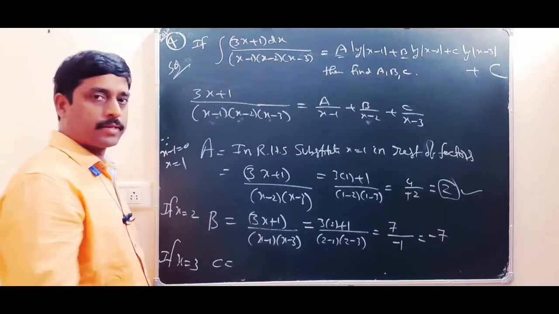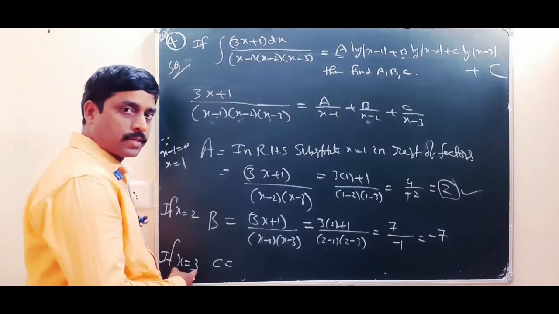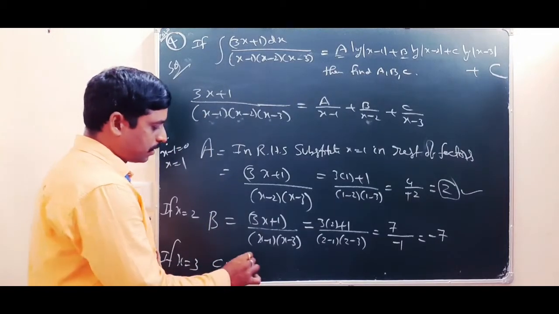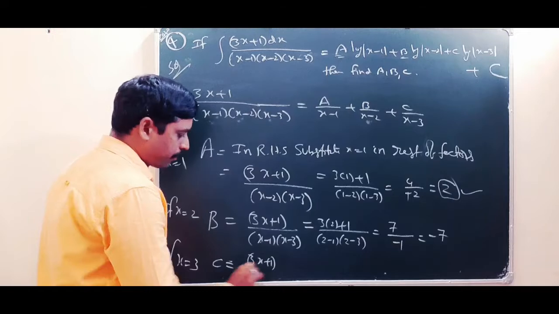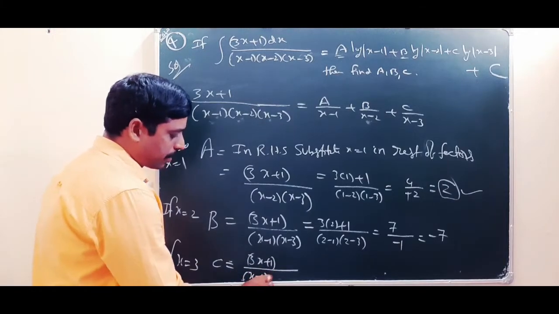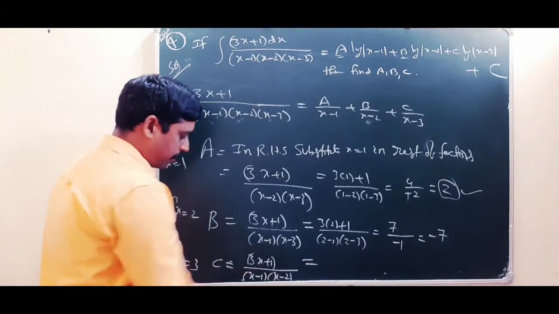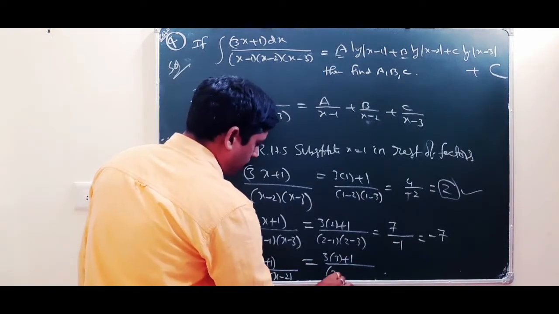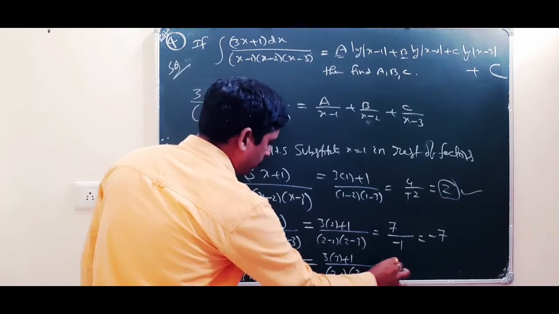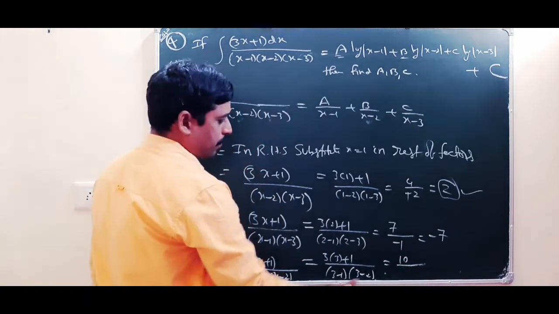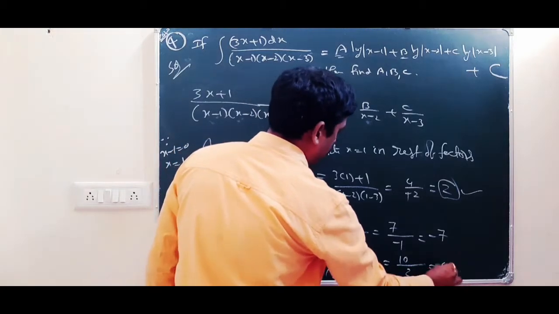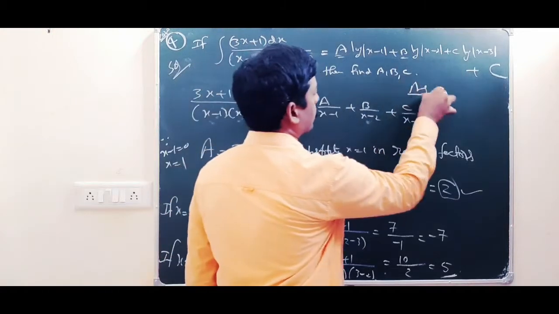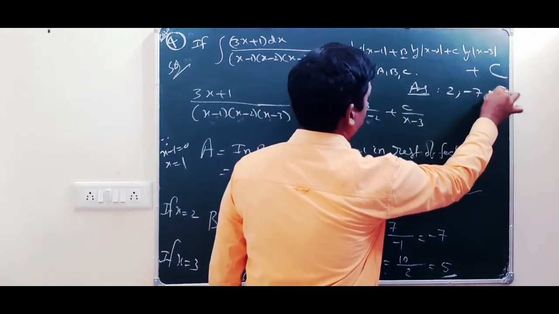Next we have to find c value. Okay, substitute x is equal to 3 in the rest of factors on the right side. What is the right side value? 3x plus 1 by x minus 1 into x minus 2. Put x is equal to 3. 3 into 3 plus 1 by 3 minus 1 into 3 minus 2. So 10 by 2. This will be 5. So 2 minus 7, 5 is the correct answer.